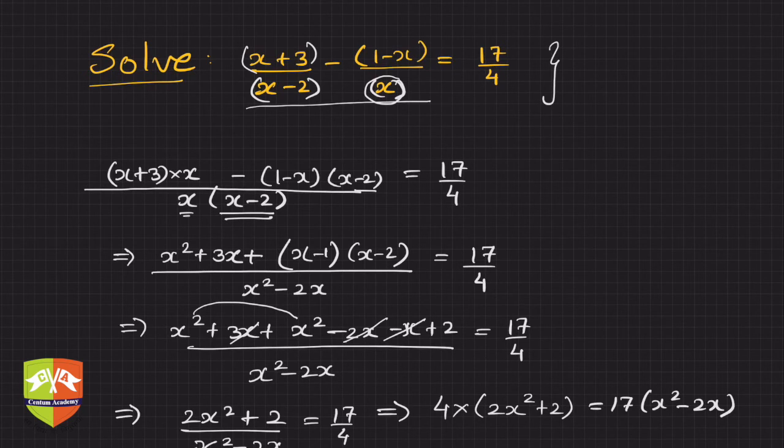So what is the learning? If you see the ratio of two linear terms, and they are added together or subtracted together, then rest assured it is going to lead to a quadratic equation. That's what we just saw here. So this is how you solve an equation which is not appearing to be quadratic at the very first glimpse.